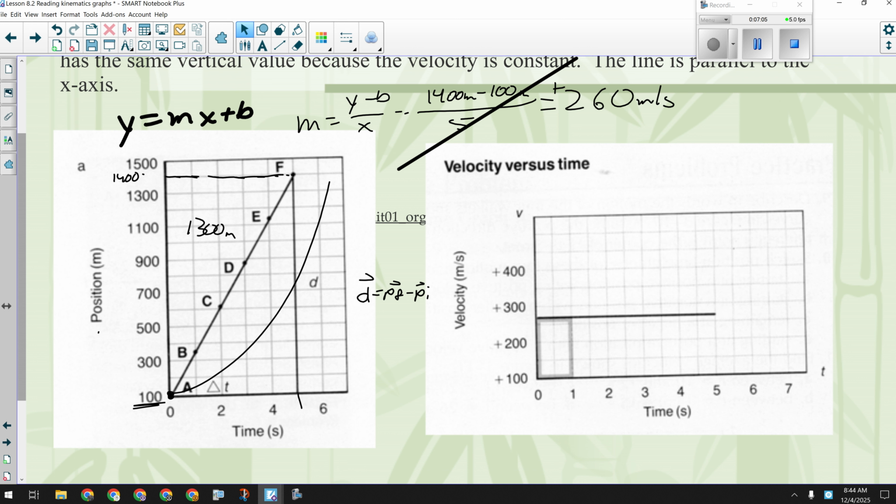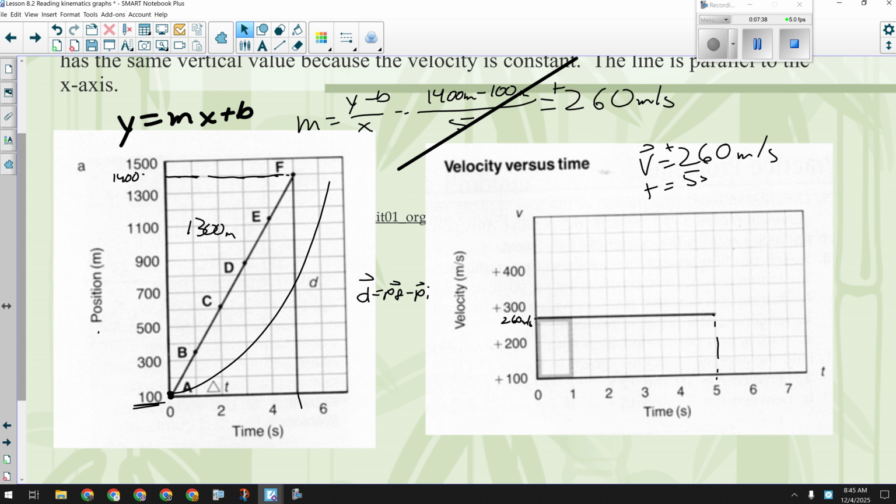What is that graph telling me? Velocity in time. Okay, I know that the time is 5 seconds, and I know that the velocity is 260 meters per second. If I've got velocity and time, can I calculate displacement? Just v equals d over t, right?